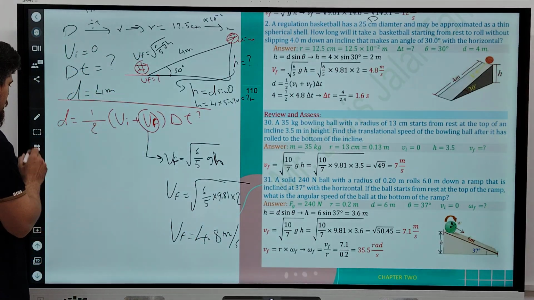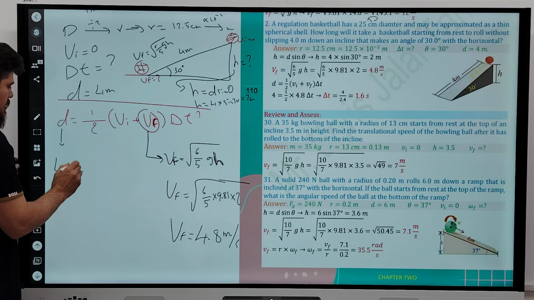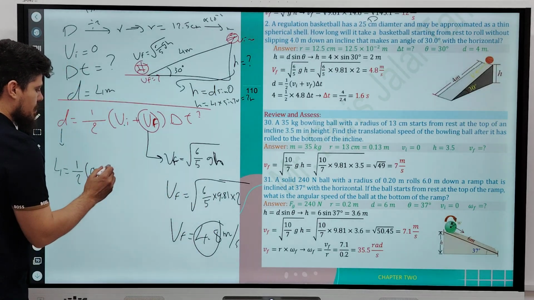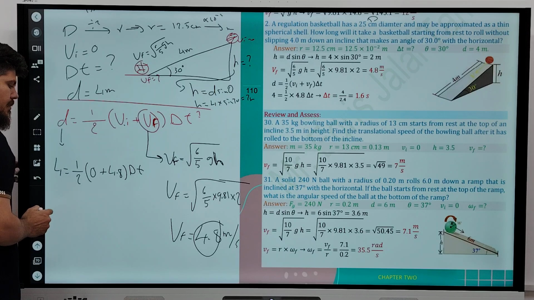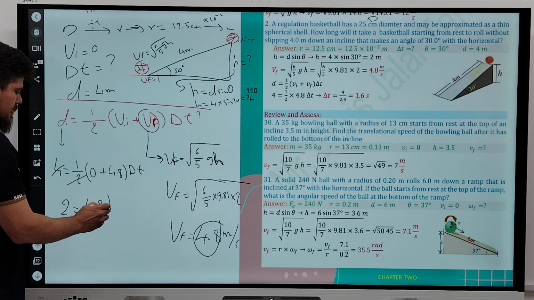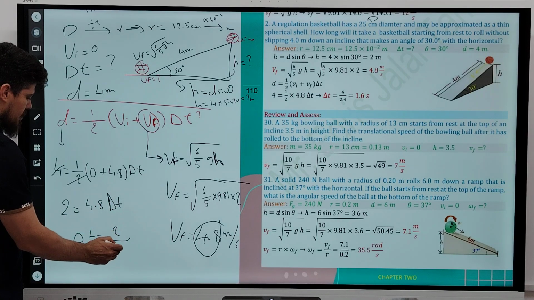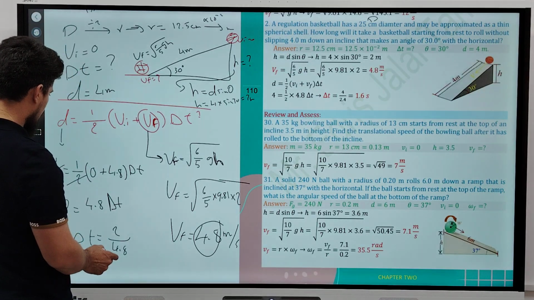Replace into this equation. Now bring down this equation. D is 4 meter, 1 over 2. V initial is 0. V final we didn't have, but we found it. 4.8 times T unknown. Okay, this is cancelled. It becomes 2 is equal to 4.8 delta T. T is equal to 2 divided by 4.8.